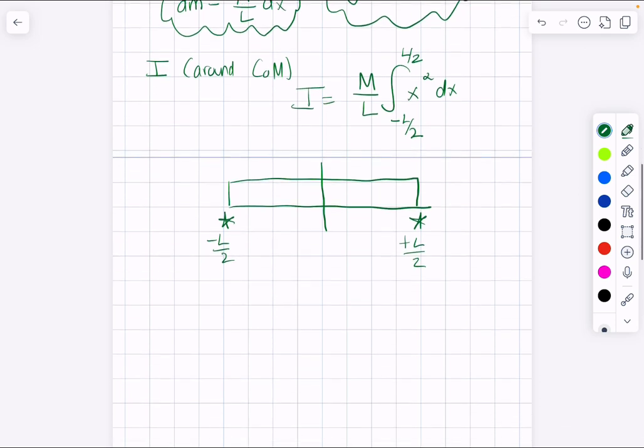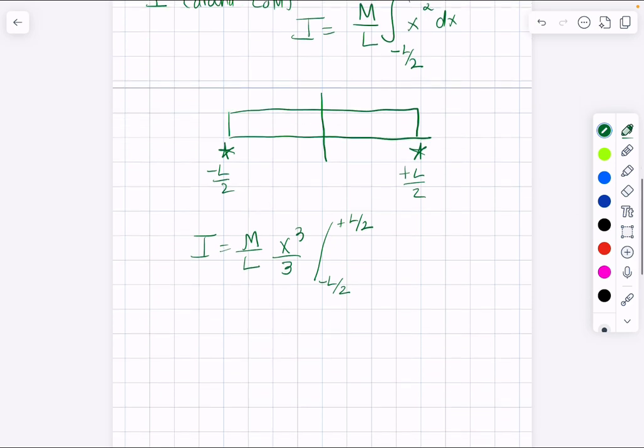So when I integrate that, I is m over L. The integral of x squared is x cubed over 3. And I'm going to go from negative L over 2 to positive L over 2. Now, the good news is that it's symmetric on both sides. So you're going to just basically accumulate what you get on both sides. So what I can actually do is change this into double. I can say 2 times m over L, x cubed over 3, and then I'll integrate from 0 to L over 2, which will make the math a lot easier.